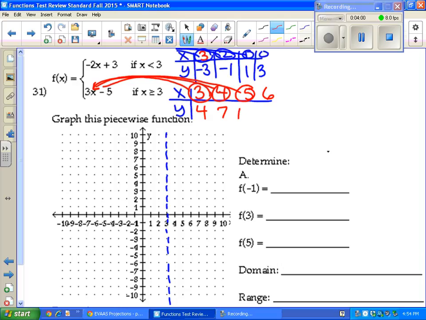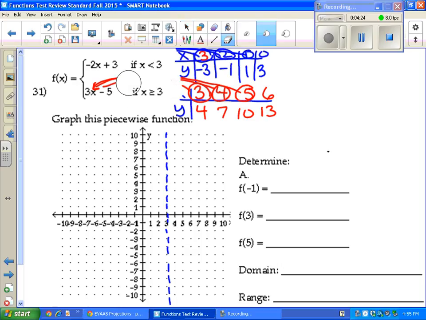Minus 5 is 10. The last one I think is going to be too big for our graph, but we'll go ahead and put it on our table anyway. 6. 6 times 3 is 18. Minus 5 is 15. No, 13. All right, 18 minus 5 is 13. Those are my values. I'm now ready to put these on the graph. So here's what I'm going to do.